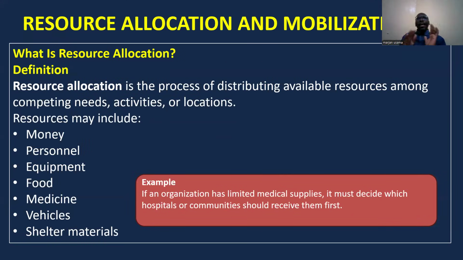Now, resource allocation and mobilization. Resource allocation is the process of distributing available resources among competing needs, activities, or locations. So we need to distribute what we have. This includes money, personnel, the people, thus the doctors, the nurses, equipment, food, medicine, vehicles, and shelter. During a disaster there is scarcity, we don't have enough. So we have to ensure that the little we have is distributed or allocated efficiently.